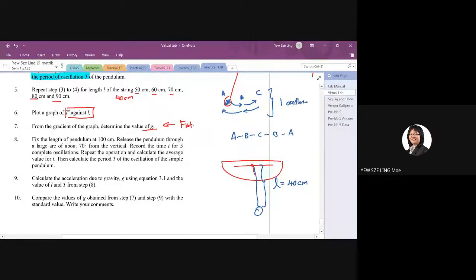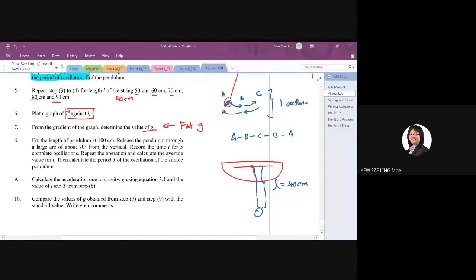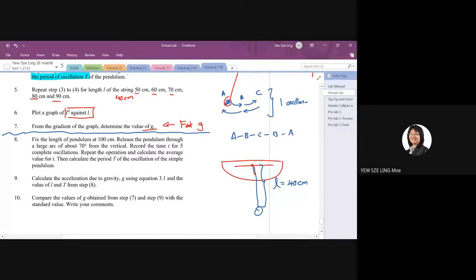In this experiment, you need to measure a few g. Okay, this is the first g. So you need another g from 70 degrees. So I'm going to mark an N line here. Okay, so that is the first part of the experiment.